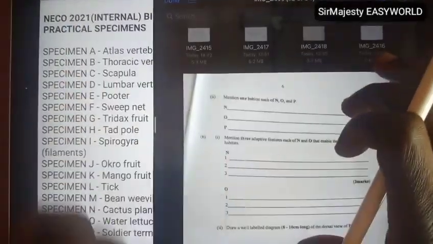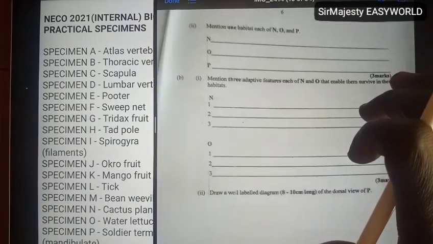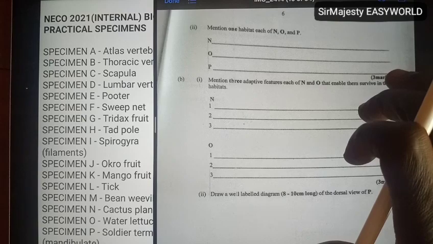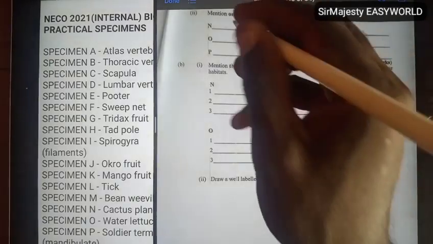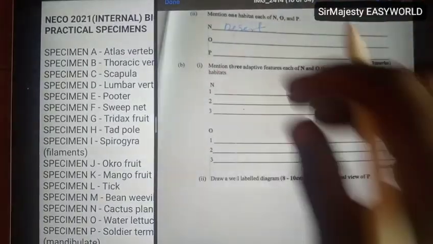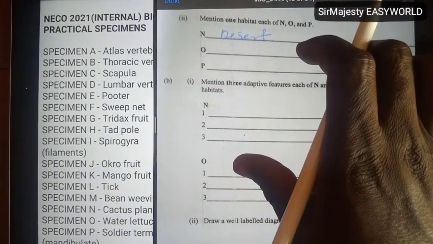Okay, page 6 says mention 1 habitat each of N, O, and P. Habitat of N: N itself is a cactus. You write desert. You can find it in desert. So it's a desert plant. In arid environments, it survives there. That's where they are commonly found.